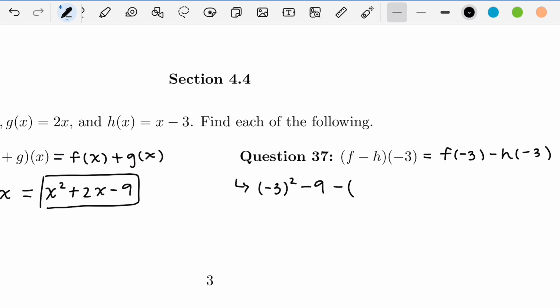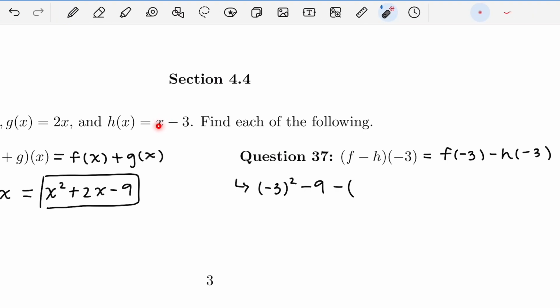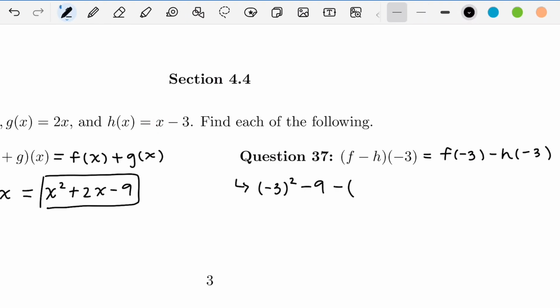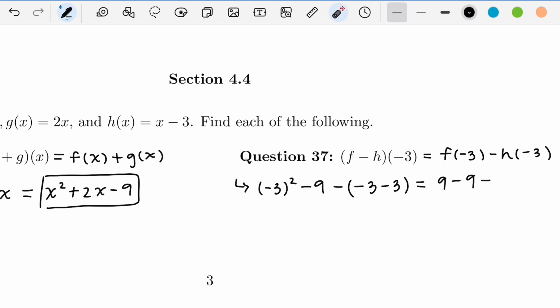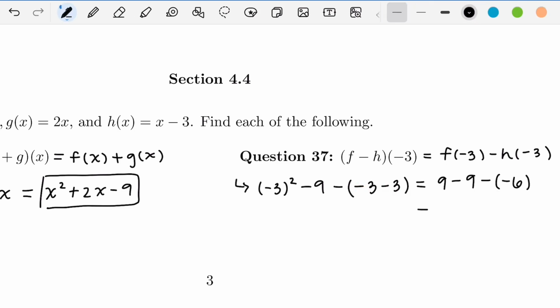So since we're subtracting, I'm just going to put parentheses here. So h of negative 3 we're going to get by plugging negative 3 into this x. So it'll be negative 3 minus 3. So we're subtracting that out. So this will give us negative 3 squared is 9, subtracting 9, and then we're subtracting out negative 3 minus 3, so this will be a negative 6. 9 minus 9 gives us 0, and then we have minus a negative 6, so that'll make this positive, so this whole thing turns into positive 6.